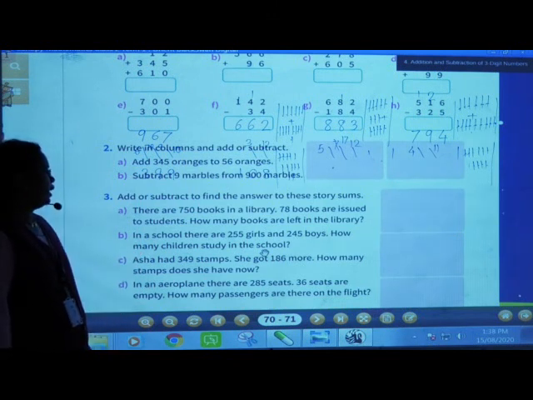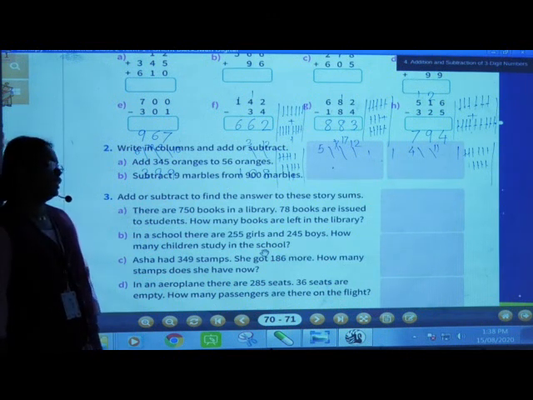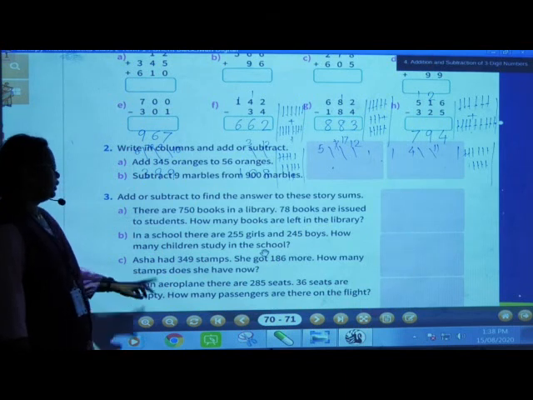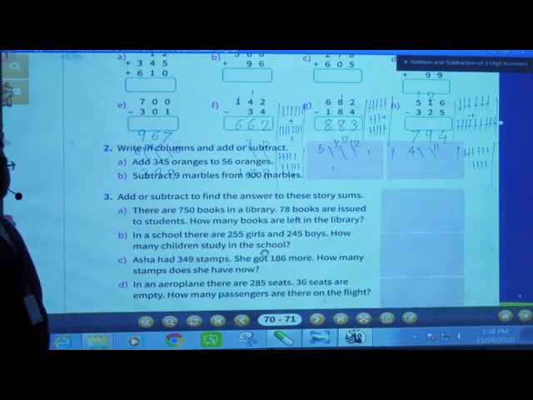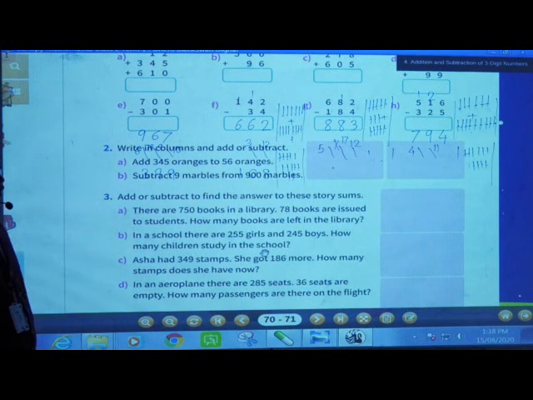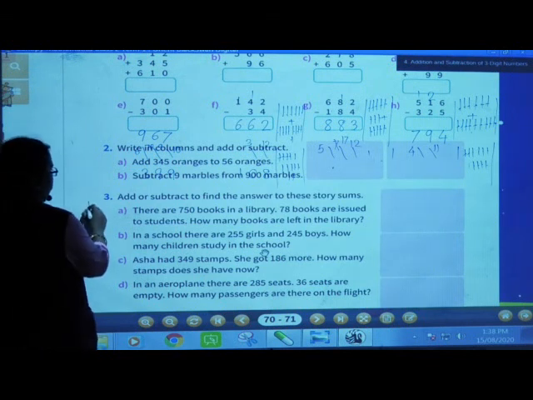Then Asha had 349 stamps. She got 186 more. How many stamps does she have now? In an aeroplane there are 285 seats. 36 seats are empty. How many passengers are there on the flight? In this way you are going to solve it as homework.